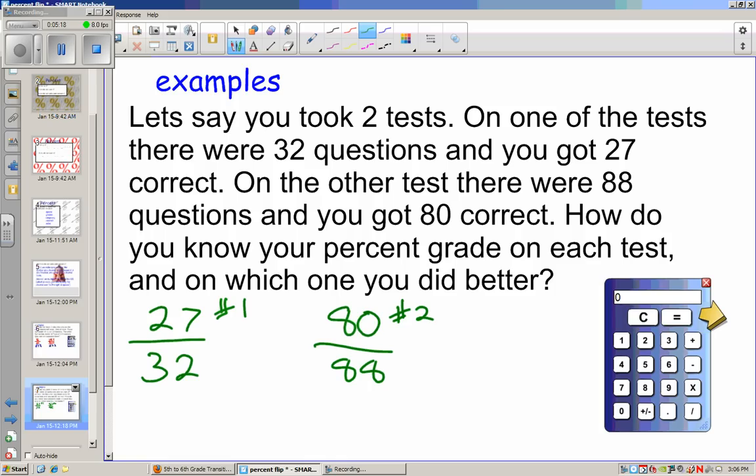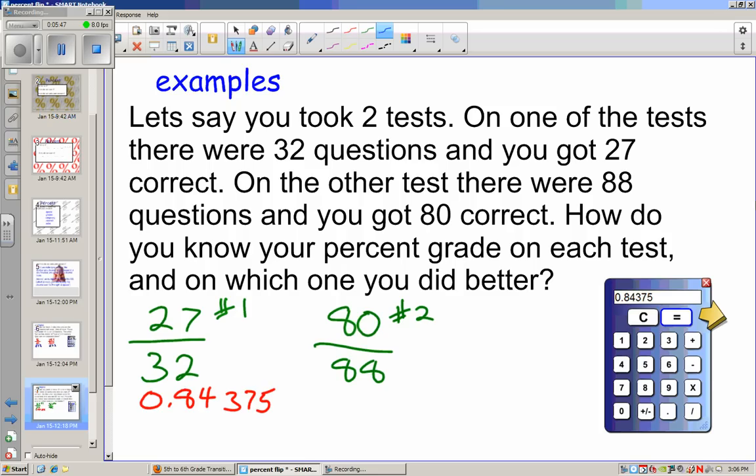Well, we just talked about how do we figure out percent. First step, divide. We need to get it into a fraction. So we're going to turn this to a fraction, which we know is by dividing. So I'm going to do 27 divided by 32 equals, and I get 0.84375. I'm going to write the whole thing down here. I get 0.84375. So that's it in decimal form.